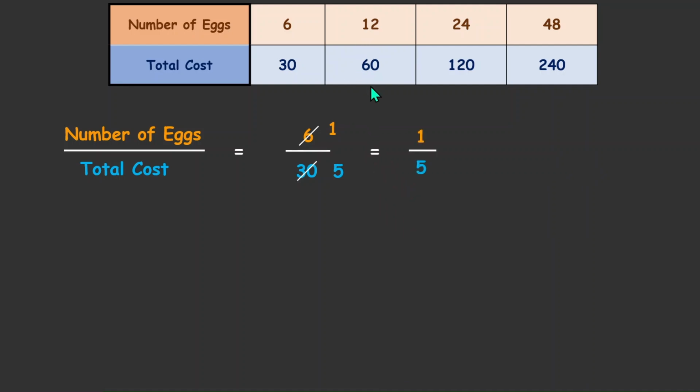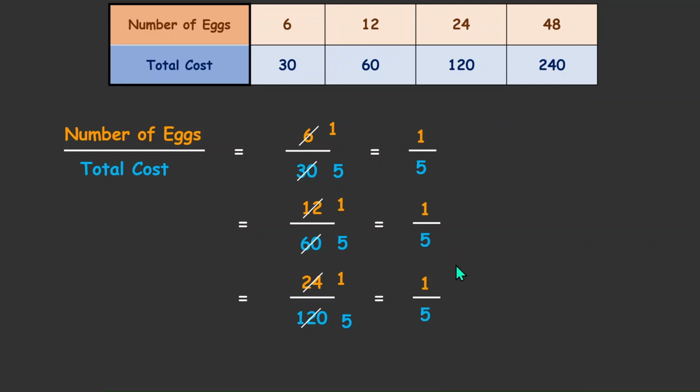What about 12 eggs costing 60 rupees? So 12 divided by 60. Now 12 into 5 is also 60, so we can cut this. This is 1 and this is 5, so this is also equal to 1 by 5. Let's see the third example also, with 24 eggs costing 120. So we have 24 divided by the cost 120. Now 24 into 5 is also 120, so after cutting we get 1 here and 5 here, which is equal to 1 by 5.